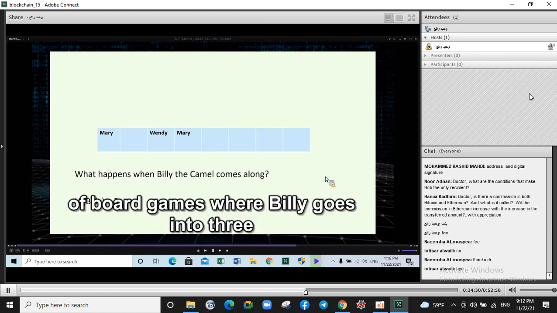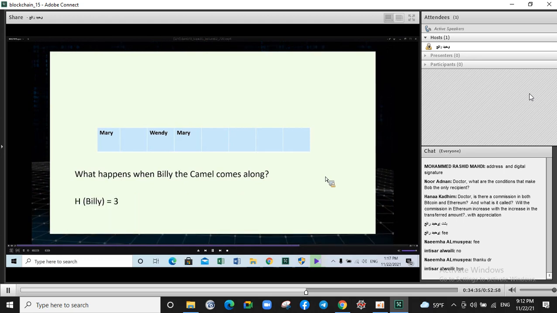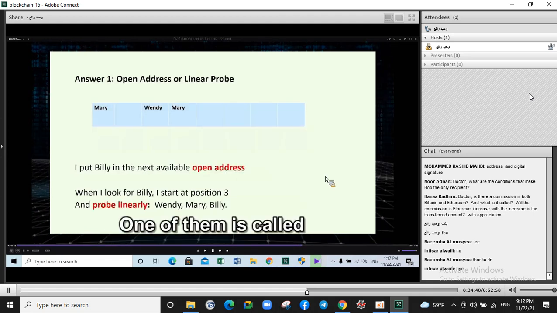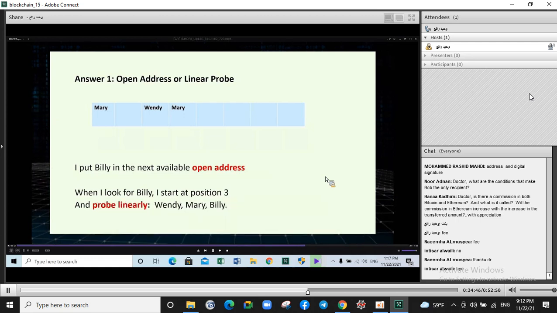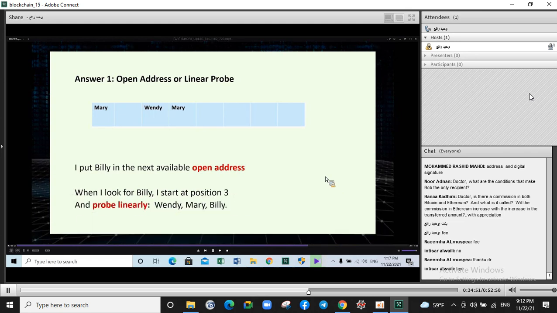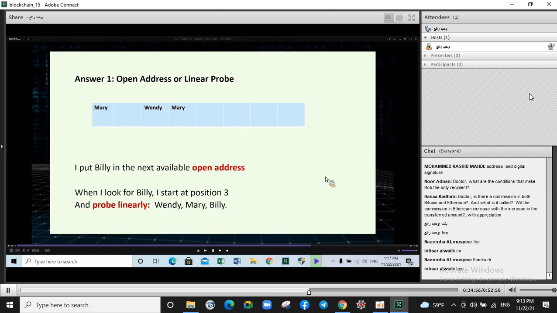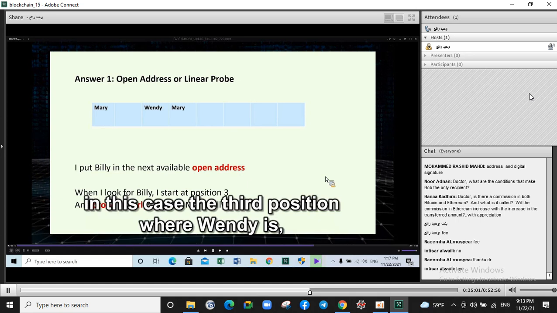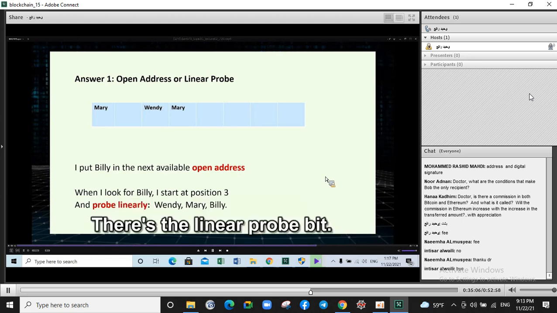So there are 2 answers to this question. One of them is called the open address answer, or the linear probe. What that is, is that you put Billy into the next available open address, hence the open address name. And then when I look for Billy, I start at the position I would expect Billy to be at, in this case the third position where Wendy is, and I go linearly along until I find Billy. There's the linear probe bit. So the open address bit refers to how we put it in. The linear probe bit refers to how we find it.